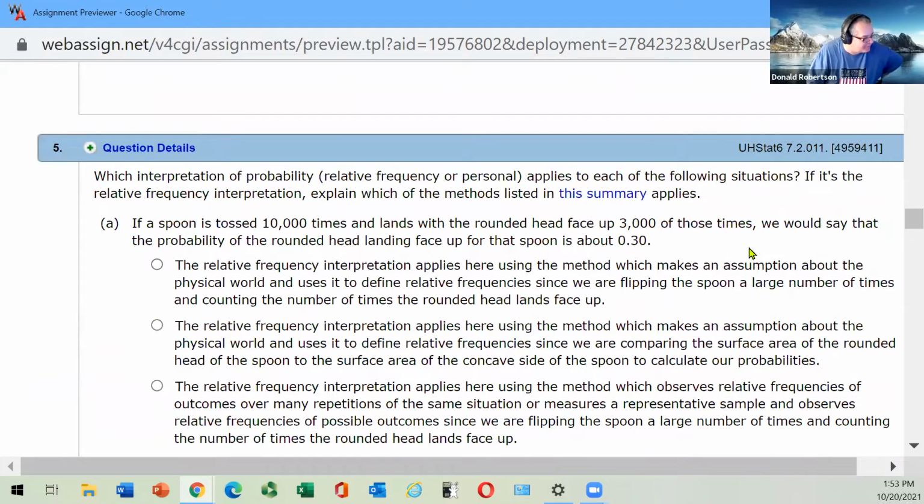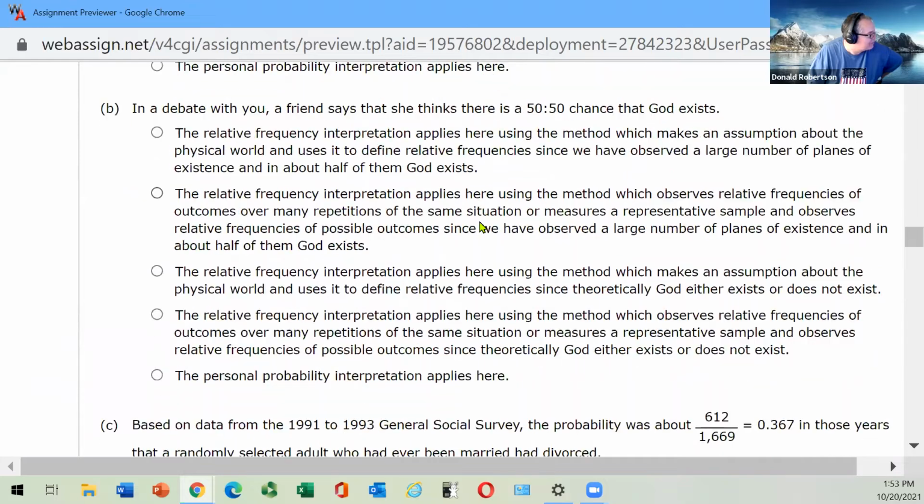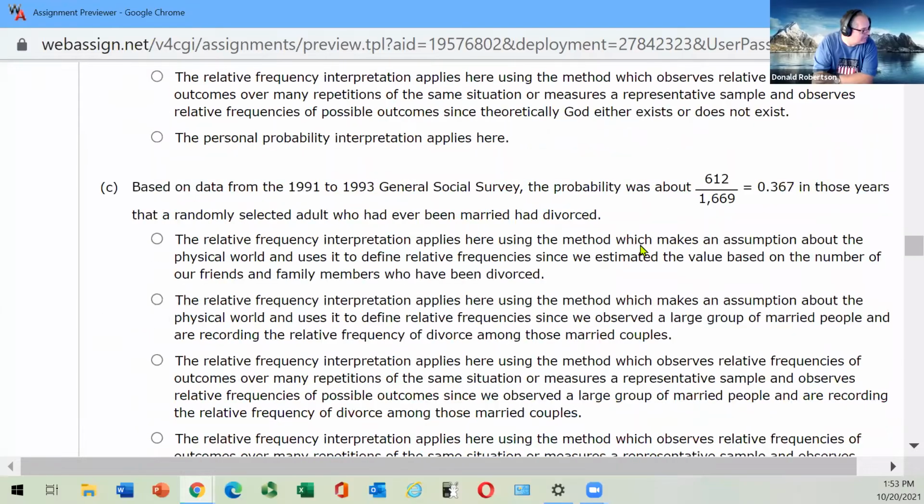Okay, question 5 is the same kind of story, so let's just pick one. Okay, B. In a debate with your friend, she thinks that there's a 50-50 chance that God exists. Would you agree that's personal? I mean, I don't know how you could even define that information.